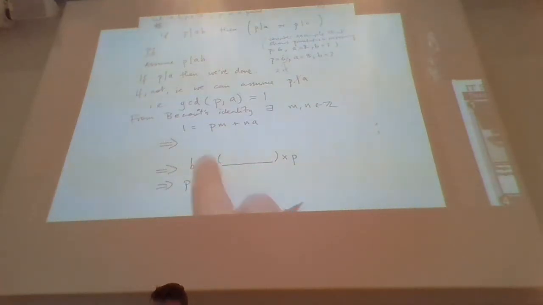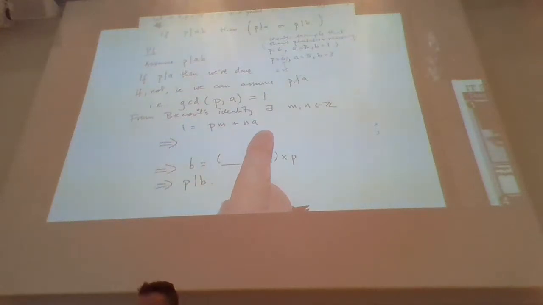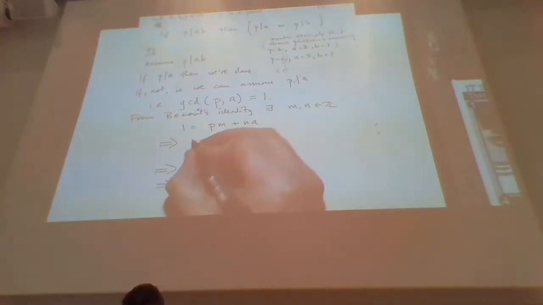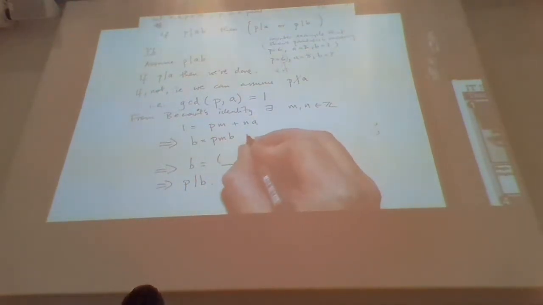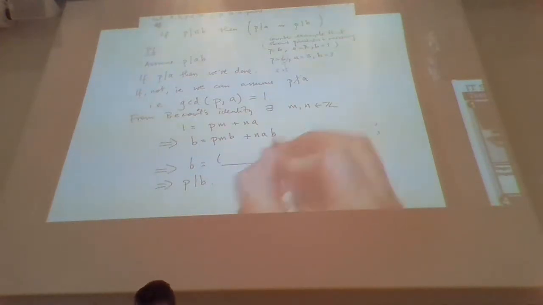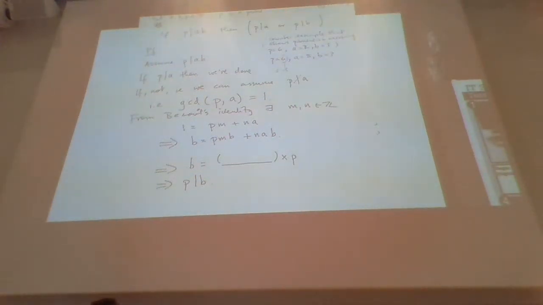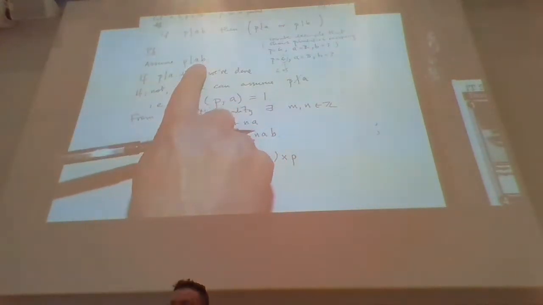We want an equation with b on the left-hand side. Of course, there's no b's here yet. But because there's a 1 on the left-hand side, you can easily, very efficiently introduce the b by multiplying both sides by b. Okay. Now we have an equation for b. This first bit is clearly divisible by p, because it's got a p in it. The second bit, well, it's got the product a times b, which we've assumed p divides.